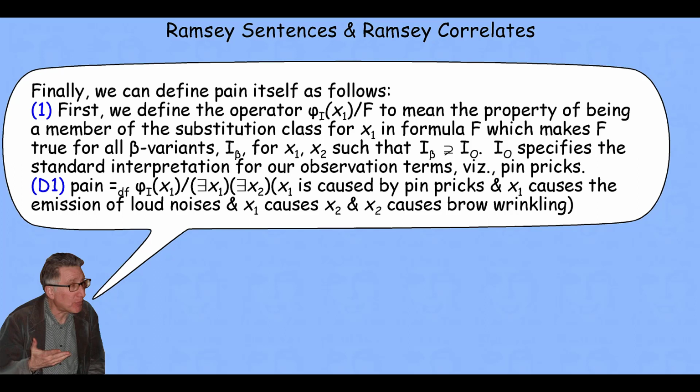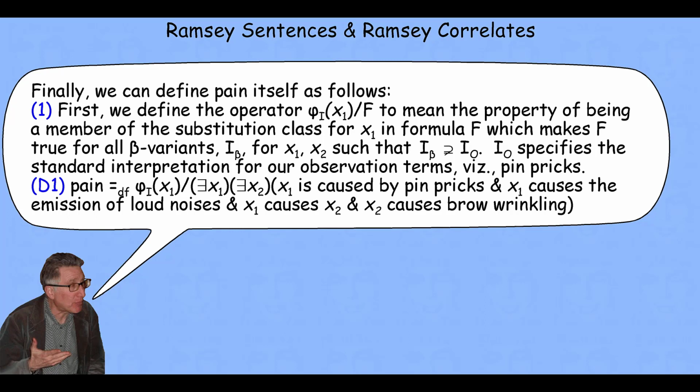Now you might say, that sounds awful. And that sentence that follows it looks even worse. Pains are by definition the phi I of x1 such that there's at least one x1 and at least one x2 such that it satisfies all the sentences of our theory. Now you might say, I don't really know what that means. If you are confused, give me 2 more slides and see if I can't clear things up for you.